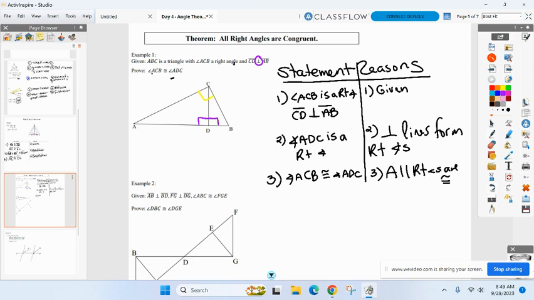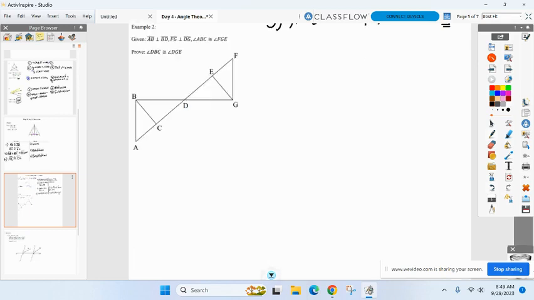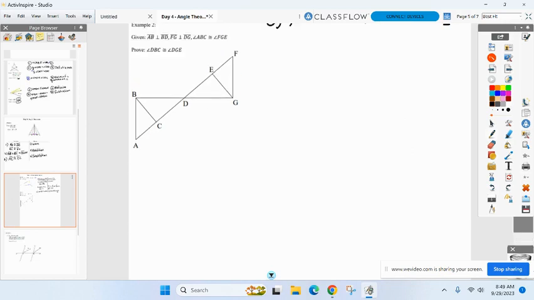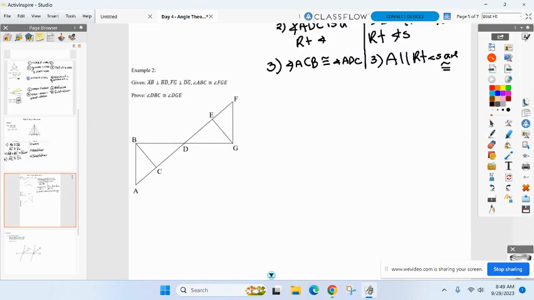All right, I want to mash both the yellow and the new all right angles together in one proof now. That's what I'm going to do. We're going to use the yellow and the new all right angles. All right, do your thing. Mark it. Write the givens in. Do your thing.